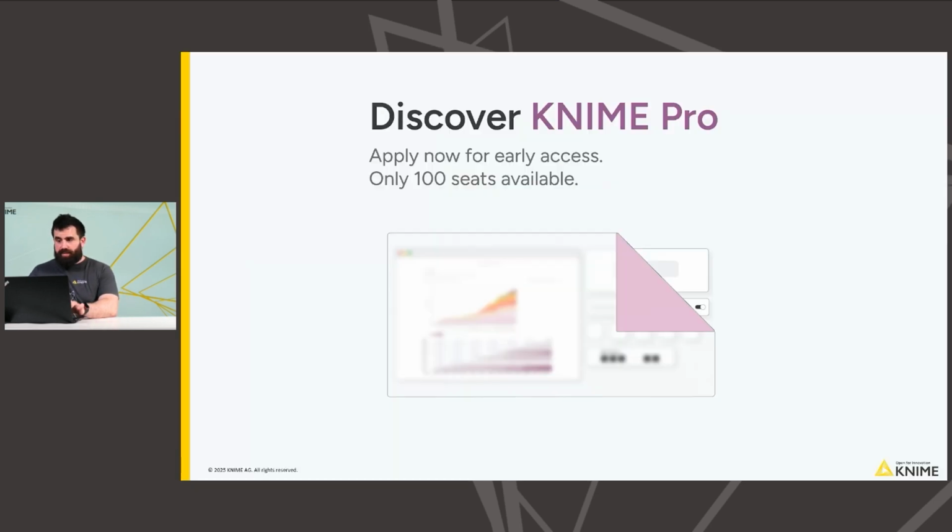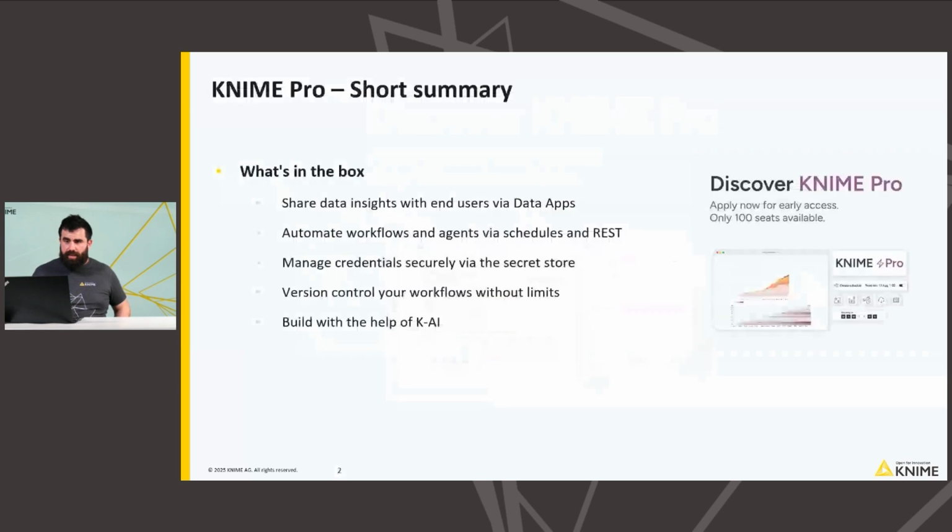All right, let me go back to my slides and let's see a little bit of a summary about what KNIME Pro is and how it connects. KNIME Pro is an offering again for individuals. It lets you share data insights with end users, with people who are not really KNIME users. It lets you automate your workflows and your agents via schedules or even via REST integrations. You can manage your credentials securely and in a central space. It gives you version control for your workflows in an unlimited way. And of course, you can assist your workflow building with KAI.